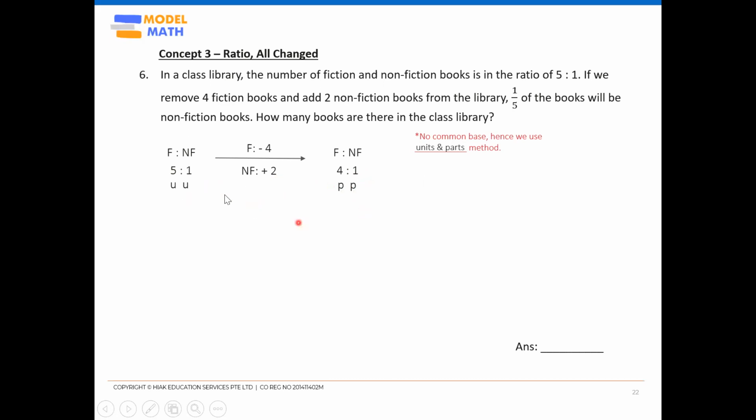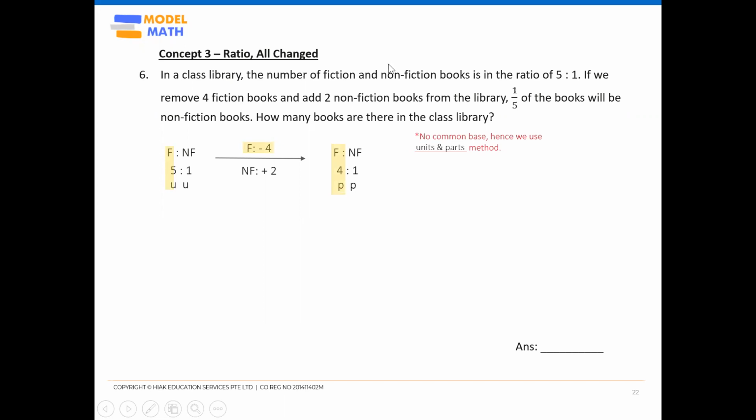Once I have the units and parts, we're going to form 2 different equations. How do I form the 2 equations? I'm just going to highlight. If you want, you can use 2 different color highlighters. I'm going to highlight one color for fiction.